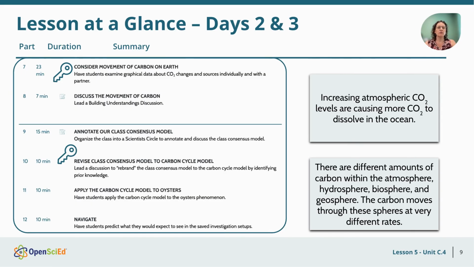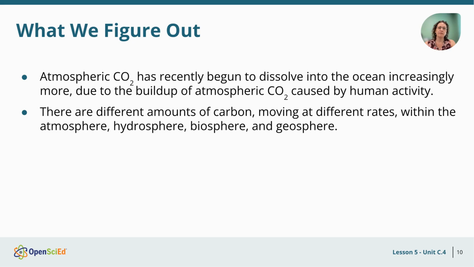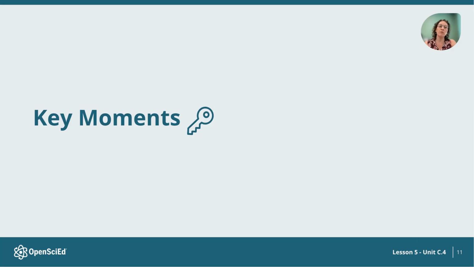Because the acidic solution we made by adding carbon dioxide into a closed system shifted back toward its original pH when we left it out in the open system of our classroom overnight, we're now wondering what exactly is happening that would have caused that change. We figured out that more carbon dioxide from the atmosphere is dissolving into the ocean because human activities have increased the amount of carbon dioxide in the air. Carbon moves between the atmosphere, oceans, living things, and the earth, but the amount and the speed of this movement are different in each. Now for a few key moments.